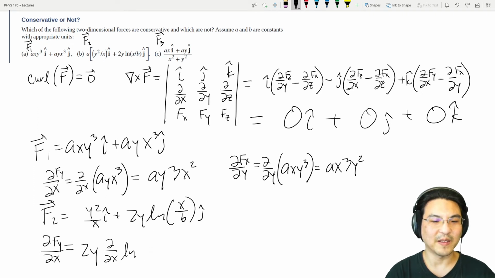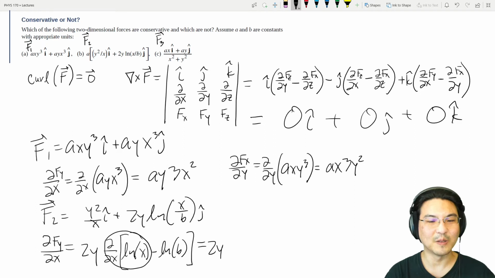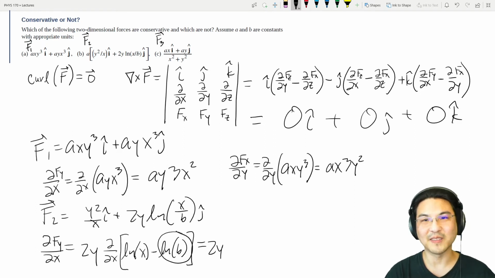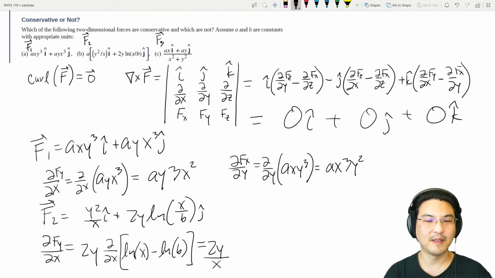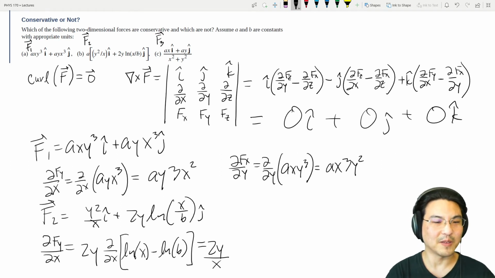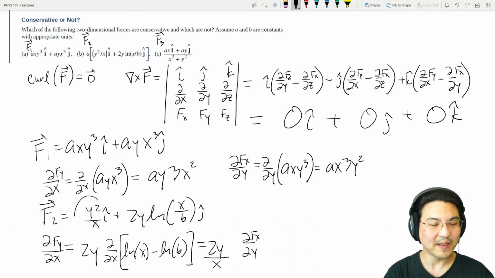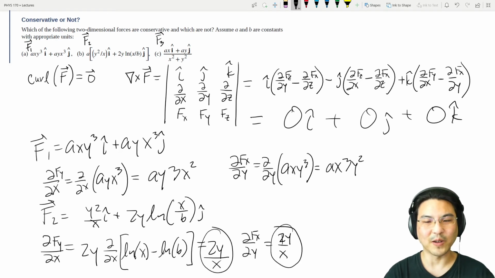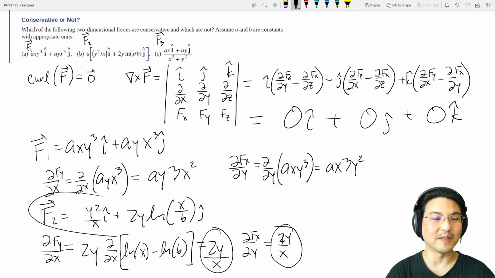You could write ln(x/b) as ln x minus ln b. When you take the derivative of this, the derivative of ln x is 1 over x, and the derivative of a constant is 0. So it's just 1 over x. Now let's take the other one, the partial of the x component with respect to y. We treat 1 over x as a constant and just take the derivative of y squared, which is 2y. So this is 2y over x, and this is 2y over x. That means this is conservative.